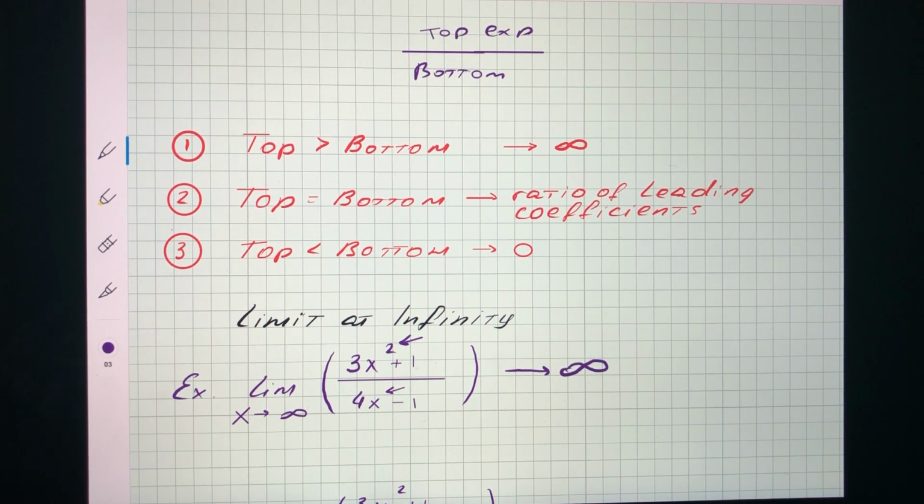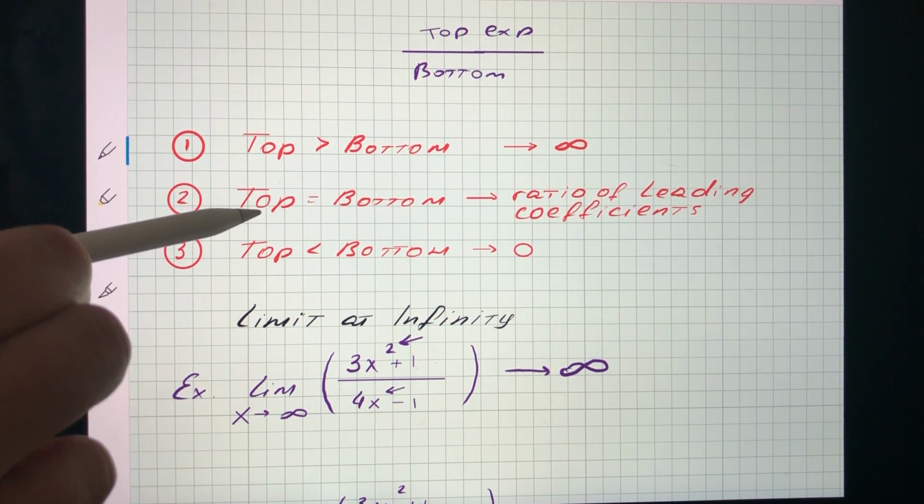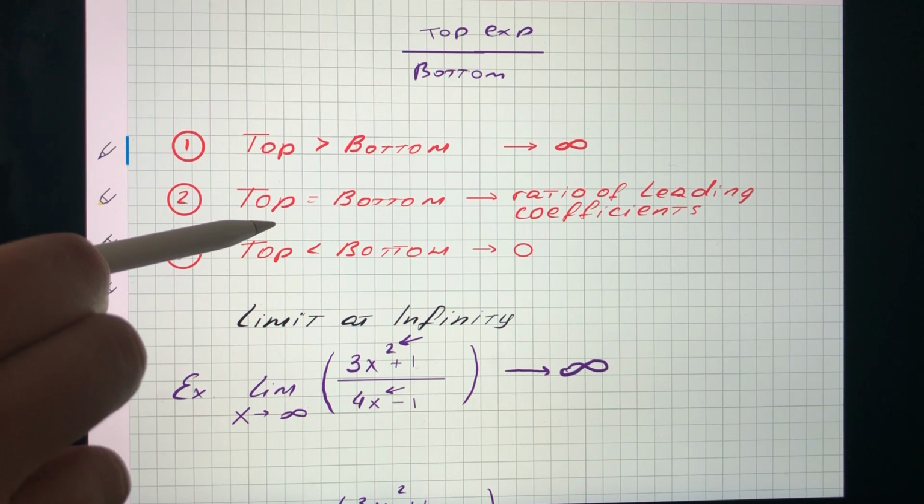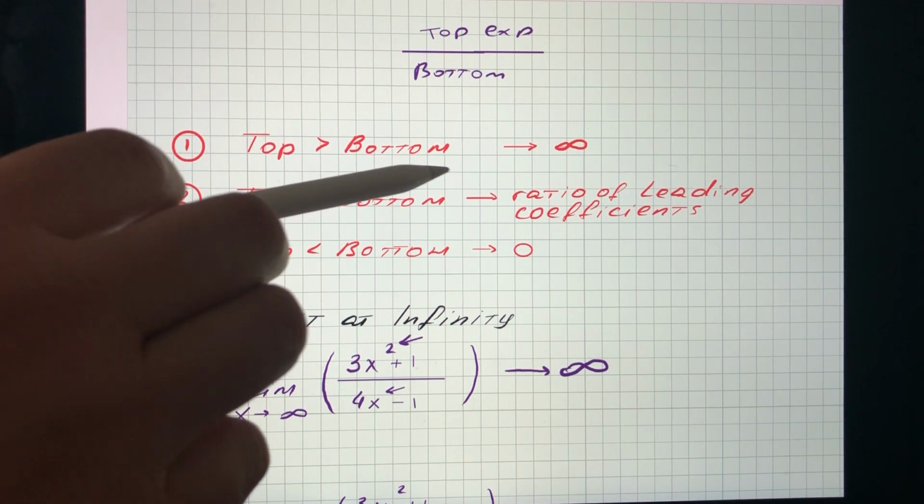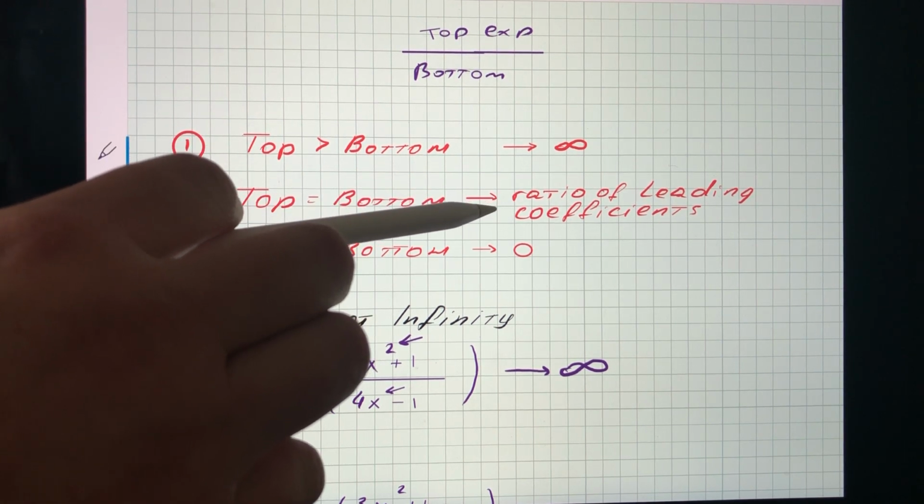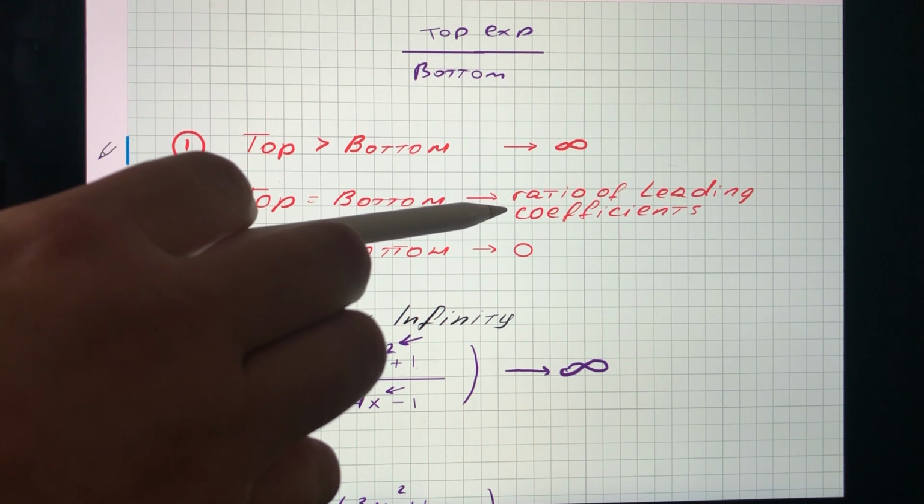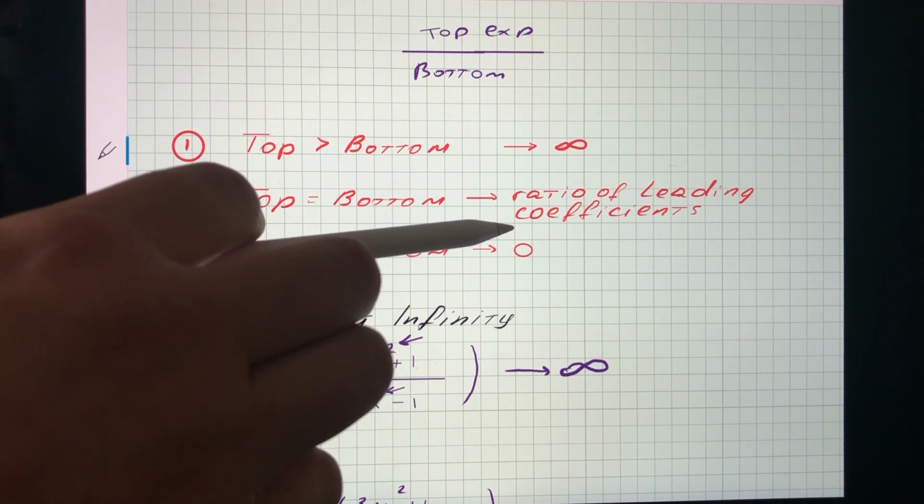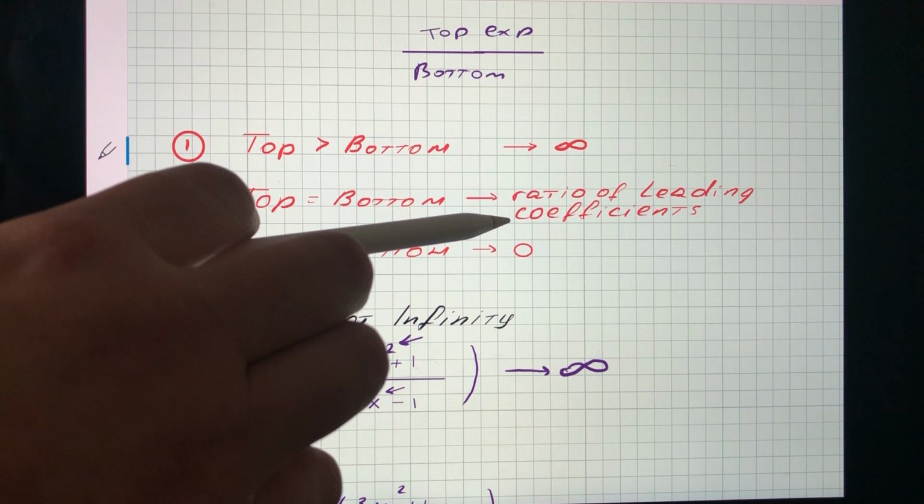Now, if the powers are matched, that means both grow at the same speed, and nobody is winning. Then the limit becomes the ratio, the fraction of the leading coefficients. We'll look at that example in a minute.